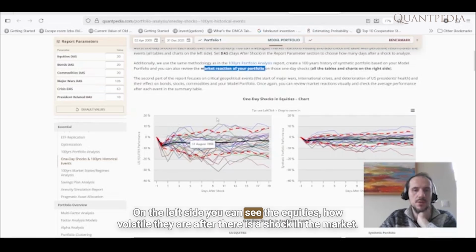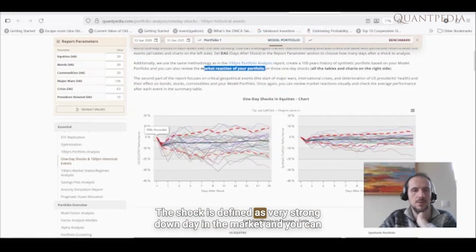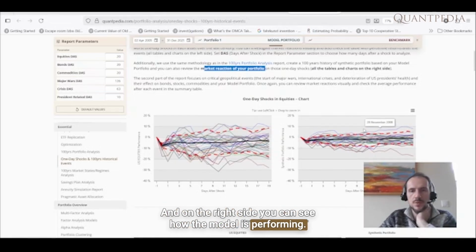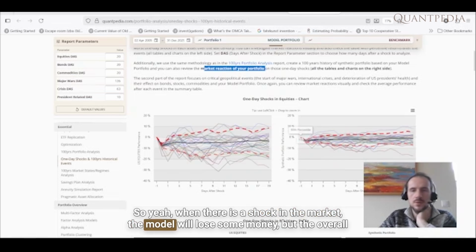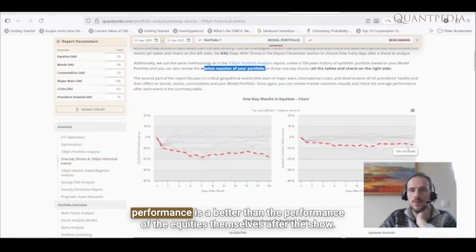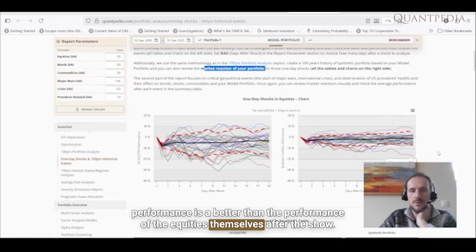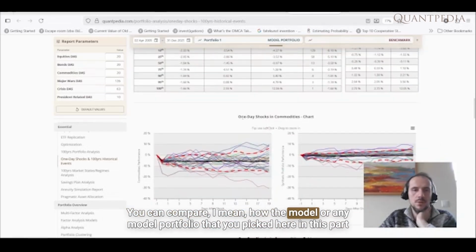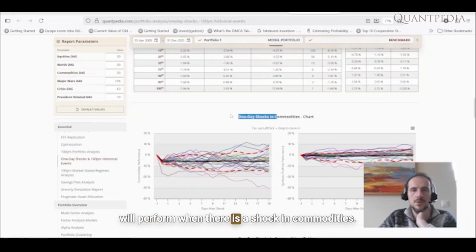On the left side, you can see the equities, how volatile they are after there is a shock in the market. A shock is defined as a very strong down day in the market, and you can see how the equities are performing. There is very strong volatility and a lot of uncertainty after the shock in the market. And on the right side, you can see how the model is performing. When there is a shock in the market, the model will lose some money, but the overall performance is better than the performance of the equities themselves after the shock. And you can compare to the shocks in the bond market. You can compare how the model, or any model portfolio that you pick here, will perform when there is a shock in commodities.